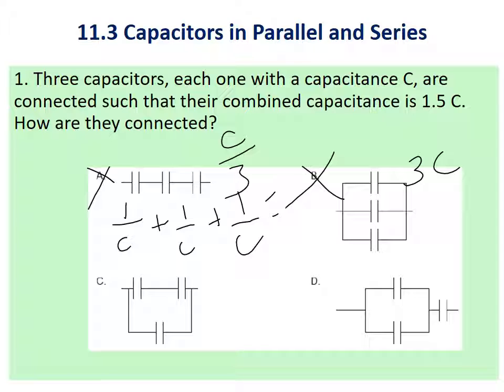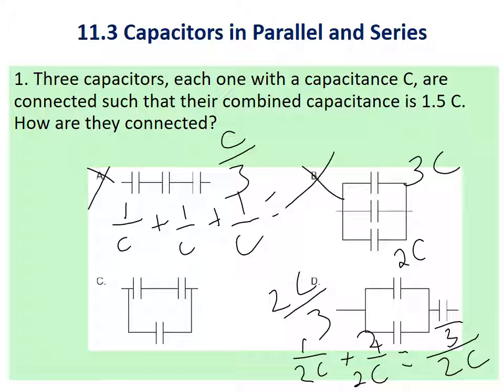So if I have 2 capacitors in parallel, this gives me 2C. Then I can treat these 2 parallel capacitors like they are in series with a single capacitor. So when I do that, I have 1 over 2C plus 1 over C, or this is 3 over 2C, and if I invert that, I get 2C over 3. Okay, so it's not D.